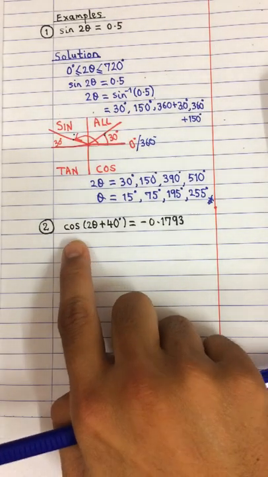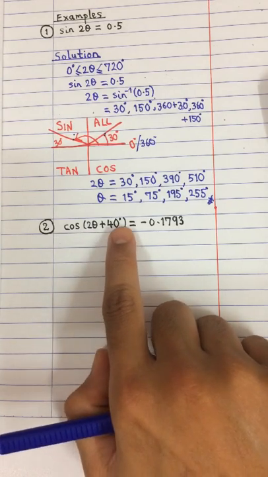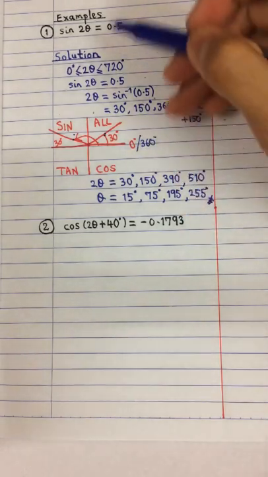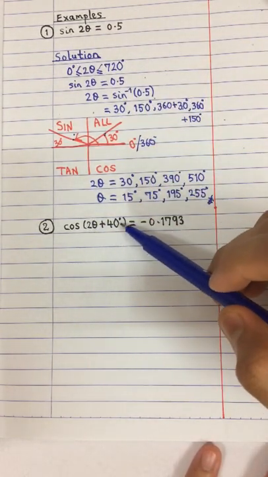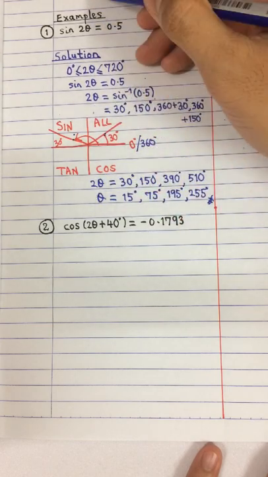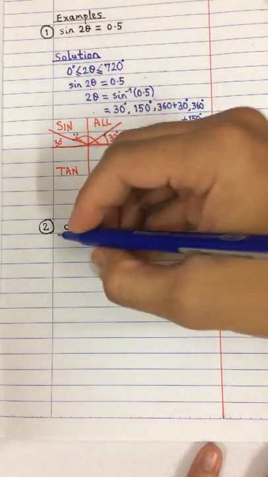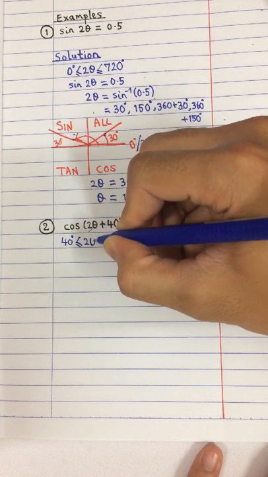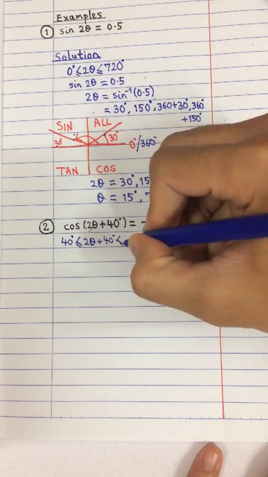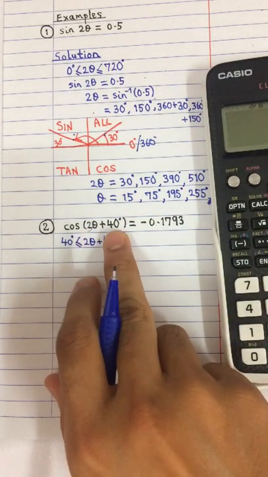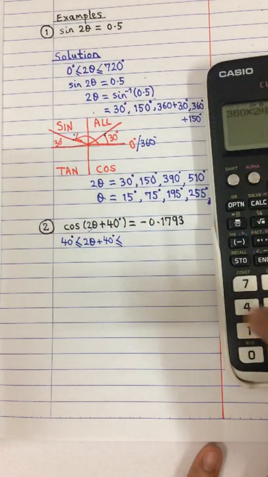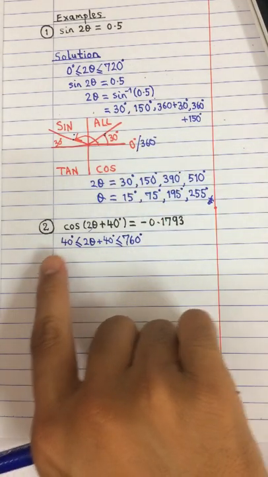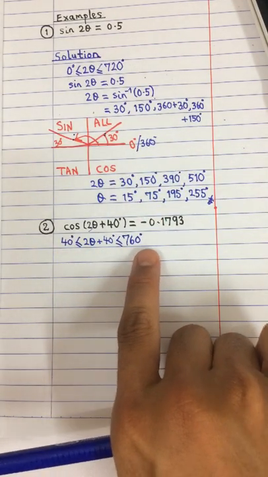Okay, now this is the second example. You have cos of 2 theta plus 40 degrees equals negative 0.1793. The first thing is to change the range of your theta. If you use 0, 0 times 2 is 0, plus 40, you get 40. And then you do the other one, so 360 times 2 and then plus 40, which gives you 760 degrees. So our focus will be from 40 degrees until 760 degrees.